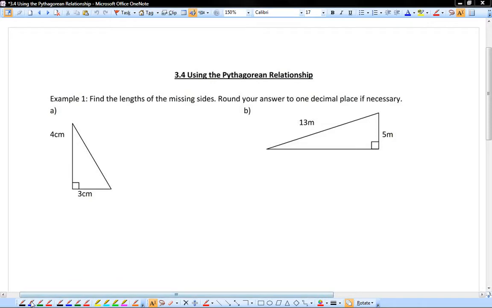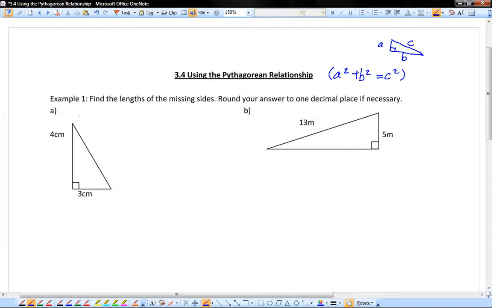So we already know that the Pythagorean relationship is this a squared plus b squared equals c squared equation, which represents the relationship between the side lengths in a right triangle, where A and B are the legs of the triangle and C is the hypotenuse. So when we're talking about using the Pythagorean relationship, we're talking about applying that equation to solving a right triangle in some kind of situation.